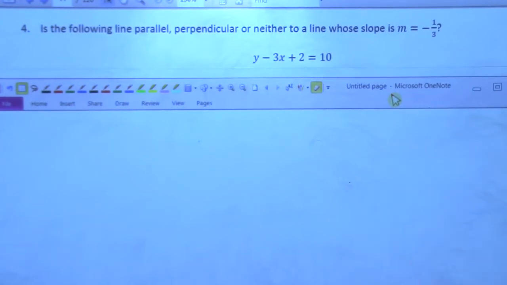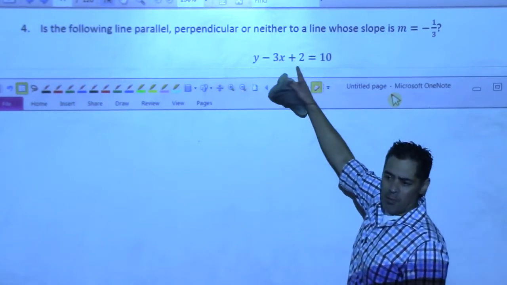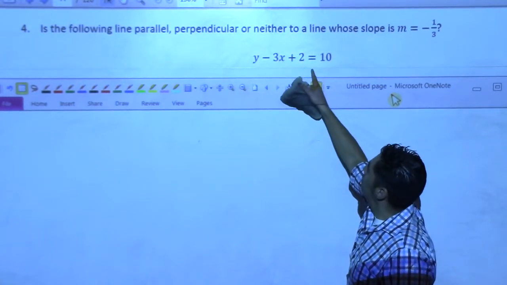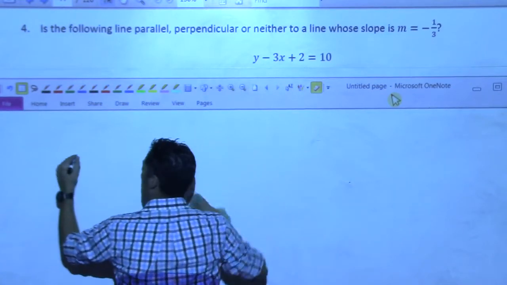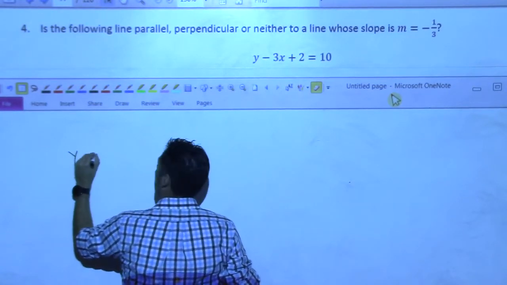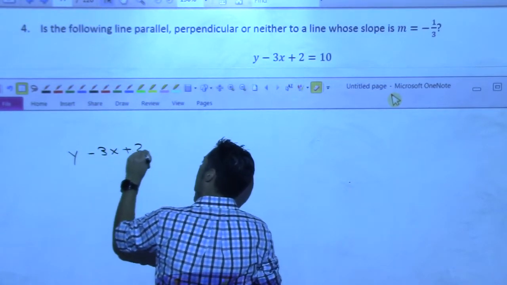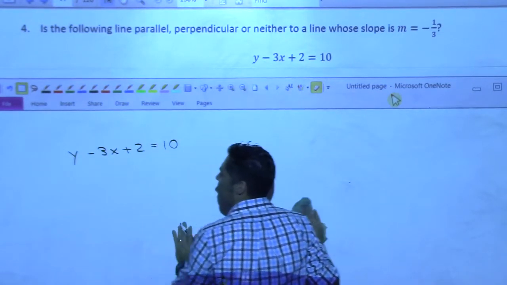So what are you going to have to do for this to figure it out? What do you have to do? What's that? Yeah, get y equals. So you have to get y by itself. So we have to put this in the form y equals mx plus b. So why don't we do that? How are we going to do that? How do we get y by itself here?